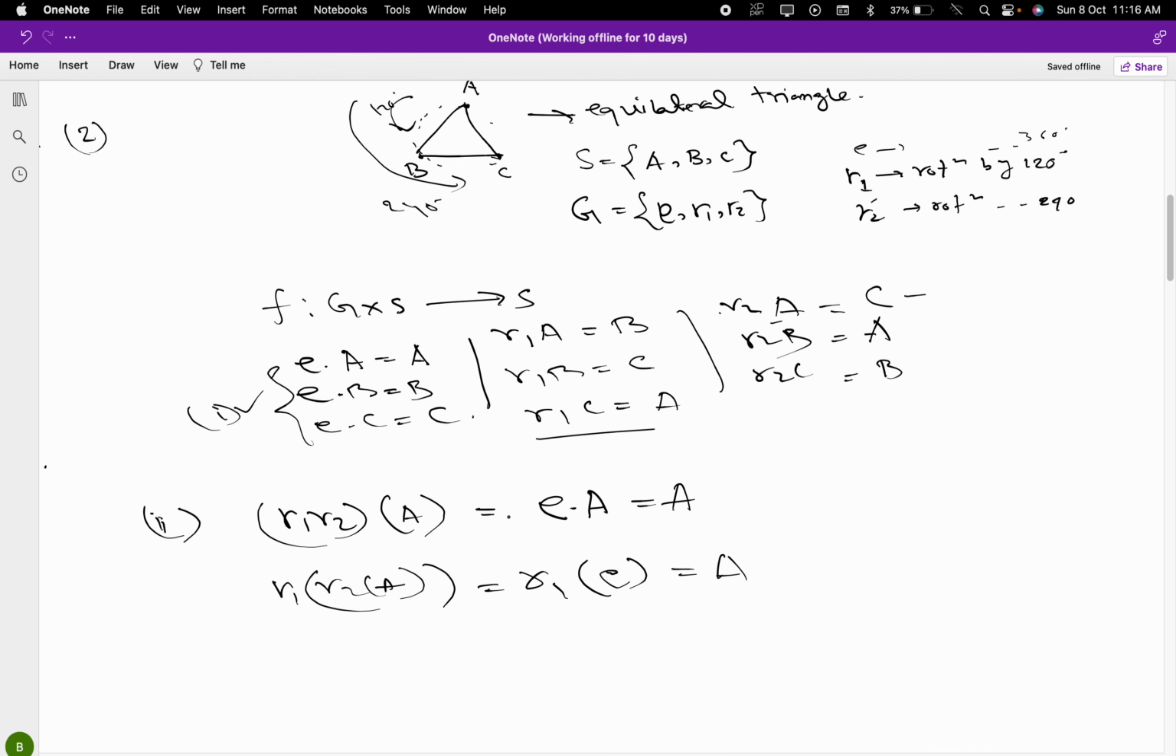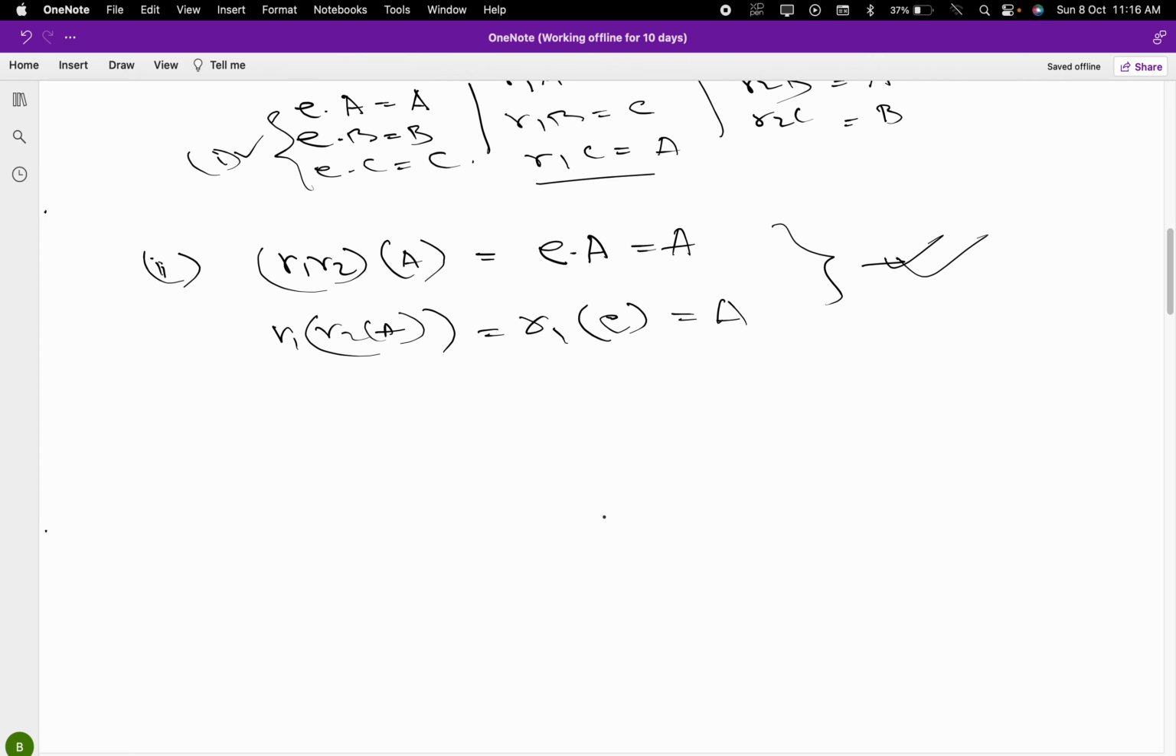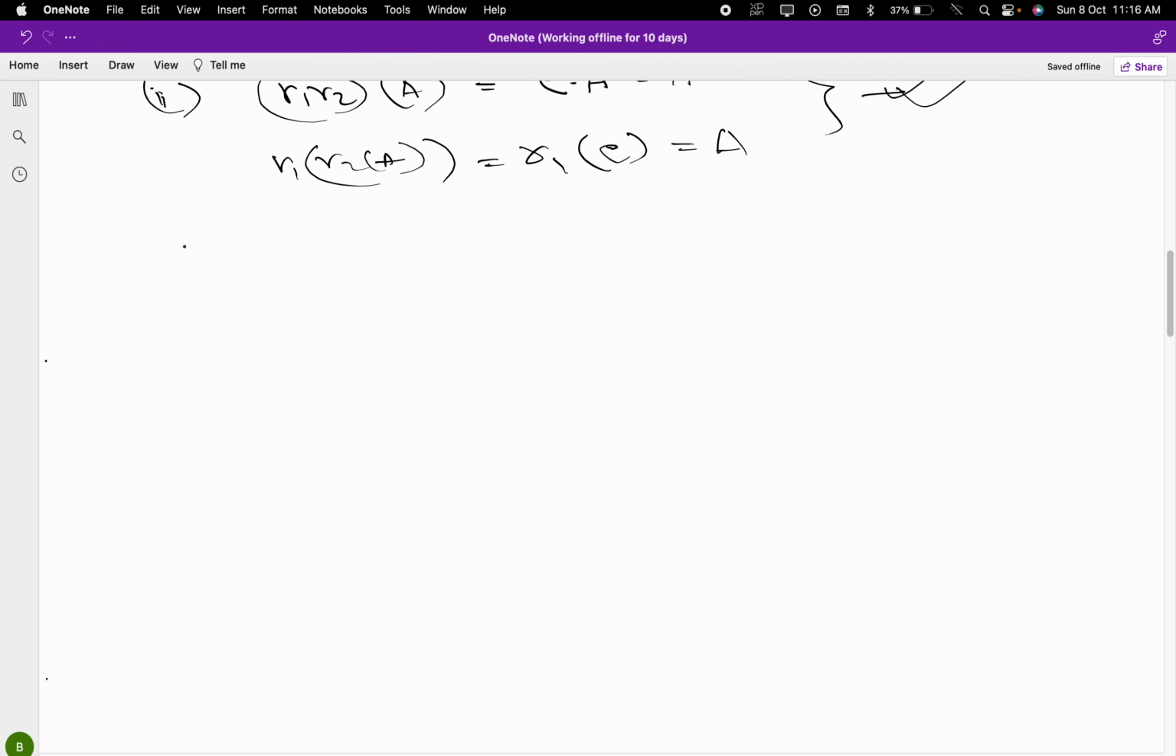So R1 R2 of A goes to the identity of A, which is A. And R1 of R2 of A gives us R1 of C, which is actually A. So the second property is also satisfied, right? So we can say G acts on S. So example 2 has been done.